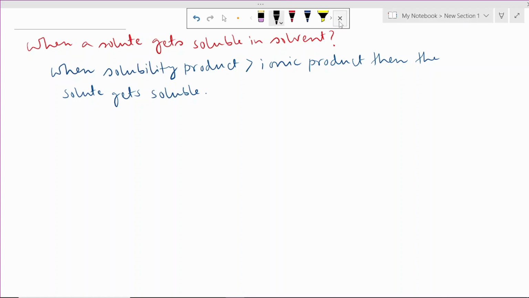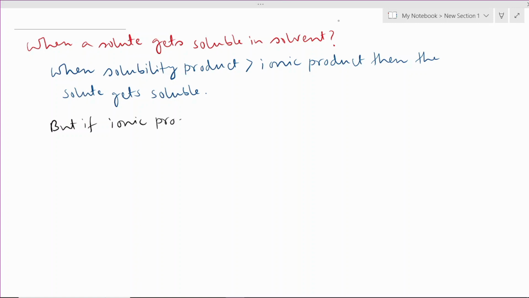But if ionic product is greater than solubility product, then precipitation takes place.